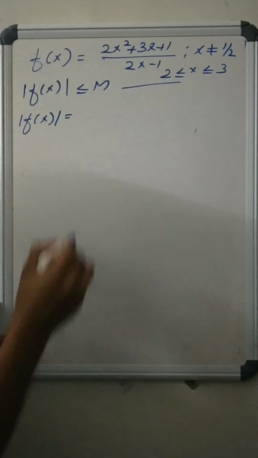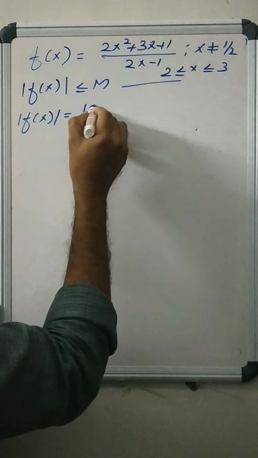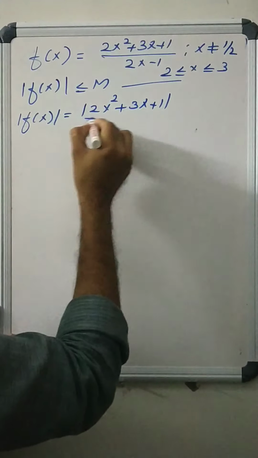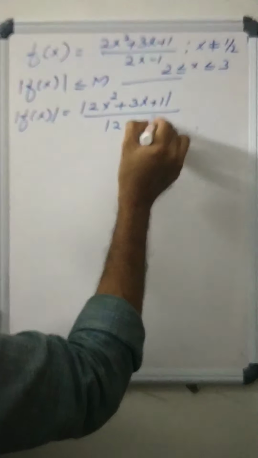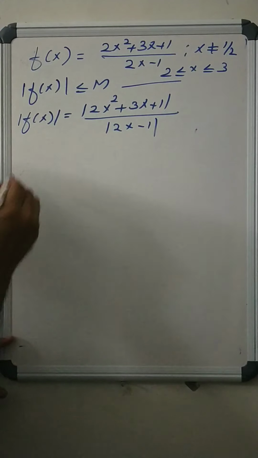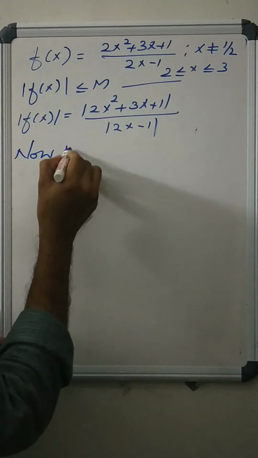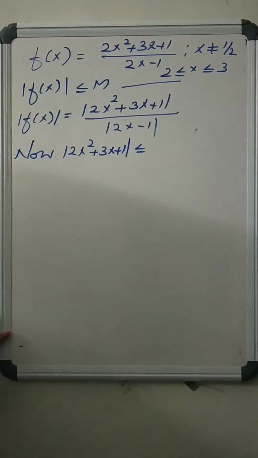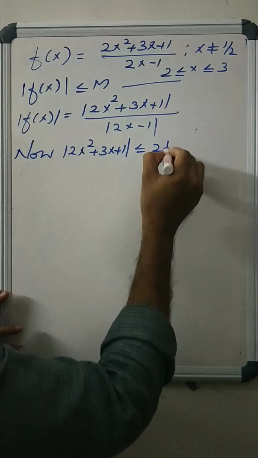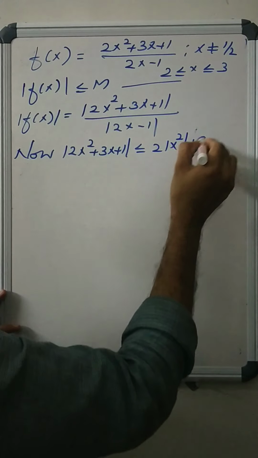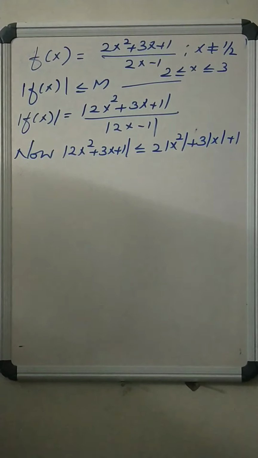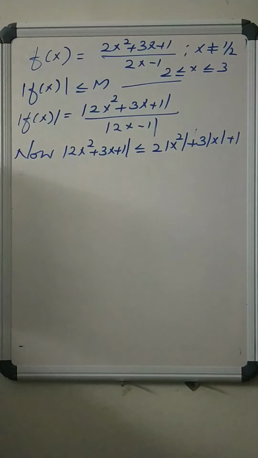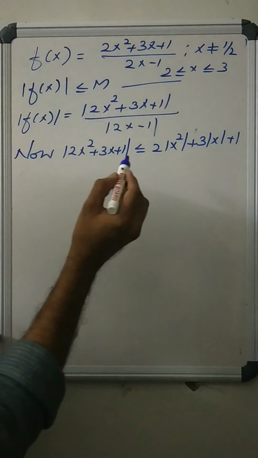Mod f of x equals mod a by b. Mod a by b means mod a by mod b. So, mod 2x square plus 3x plus 1 divided by modulus of 2x minus 1. Now come to the numerator. Mod 2x square plus 3x plus 1 is less than or equal to, by triangle inequality, 2 into mod x square plus 3 into mod x plus mod 1. Then x has maximum value 3.